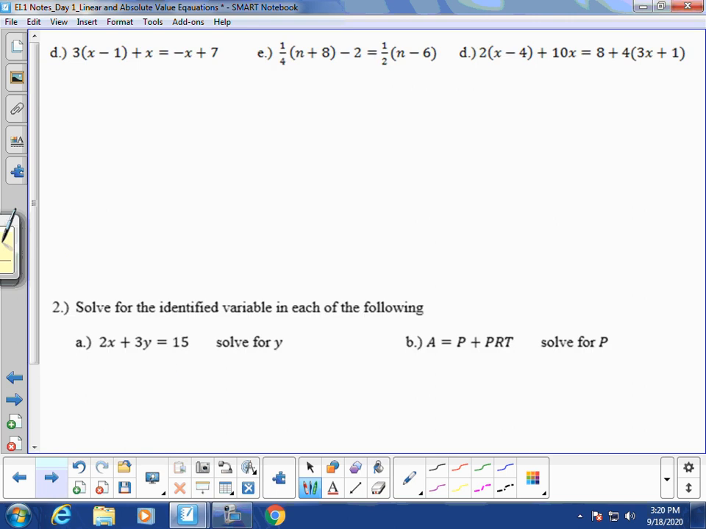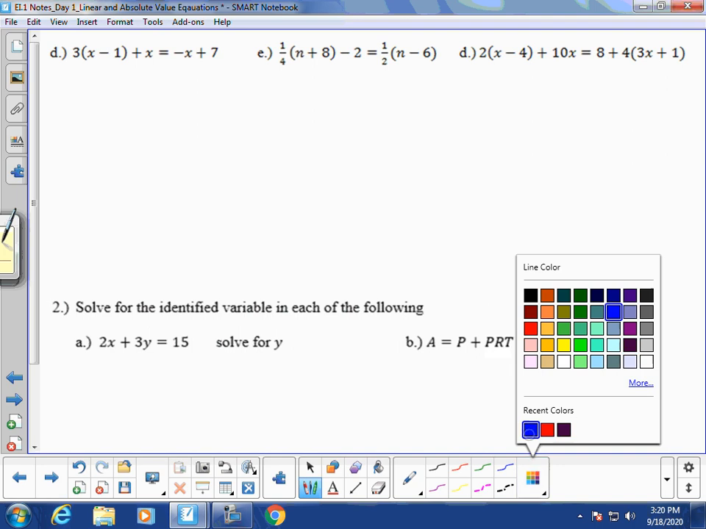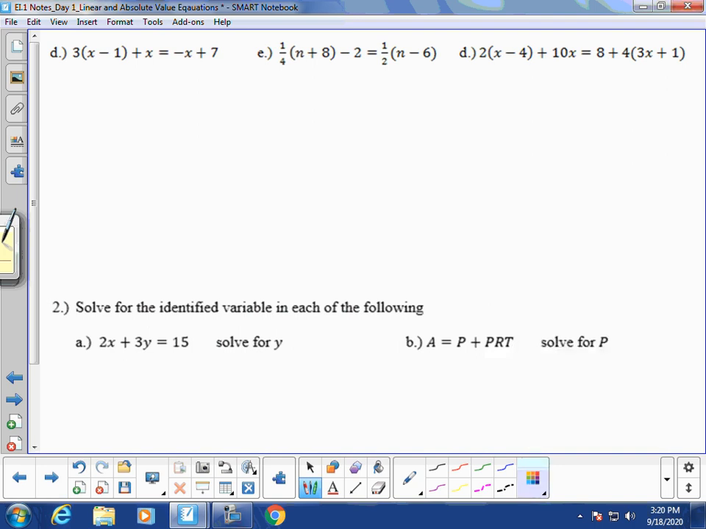Now in 1D, we see a type of equation where step number one that we haven't executed yet comes in handy. We can simplify this equation. So notice there's a coefficient in front of the binomial here. So what I can do is I can take this 3 and I can distribute it. And so what that would give me is 3x minus 3 plus x on the left side of the equation, and then negative x plus 7 on the right side.